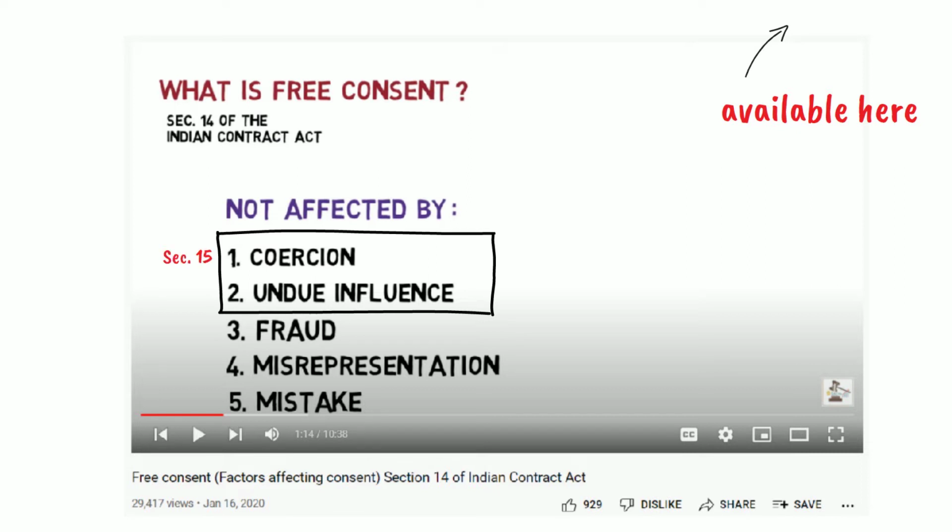Section 15 of the Indian Contract Act defines coercion. First, let's look at the definition of the word coercion under the Indian Contract Act, and then we are going to break down all the elements of the definition and understand everything one by one with the help of examples.